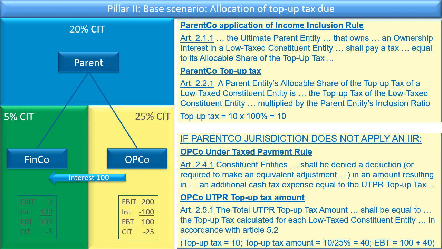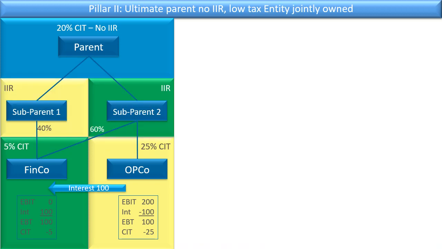So far, so good. Let us now change things a little bit and say, you know what, instead of having one parent entity, we've got two sub-parent entities, and the ultimate parent entity does not apply the income inclusion rule. So we now must have the sub-parents apply the income inclusion rule, right?